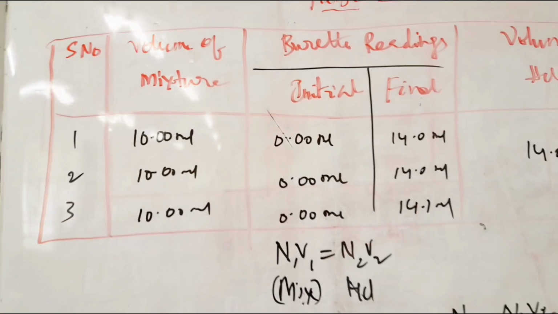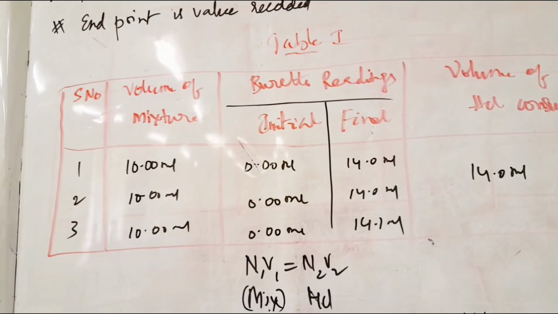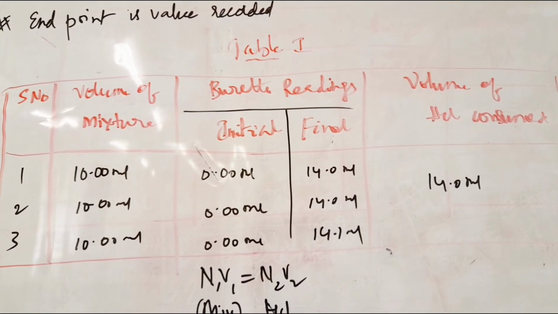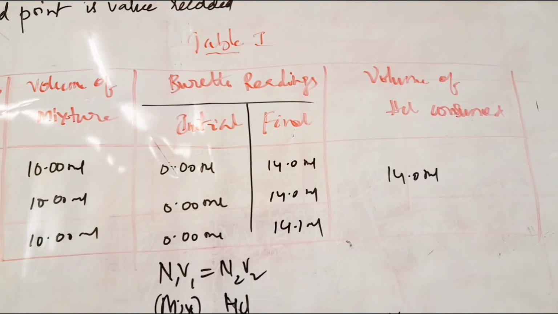Let us see the tabular form here. You can see the table. The table contains the serial number, volume of mixture, burette readings, initial and final, and volume of HCl consumed.